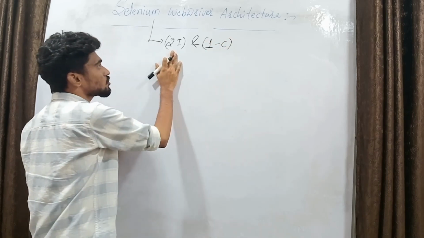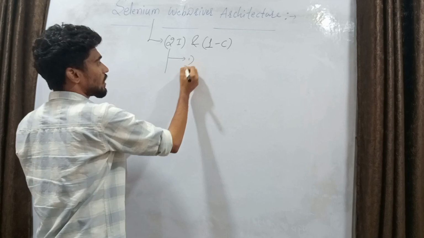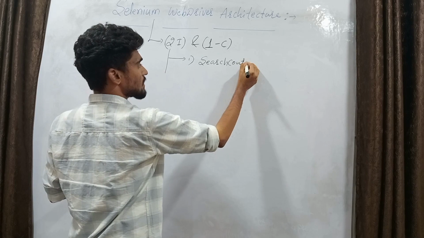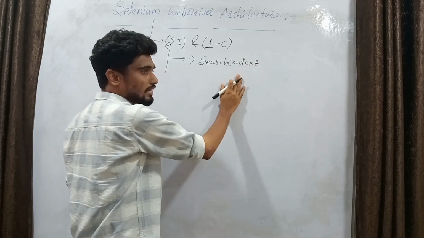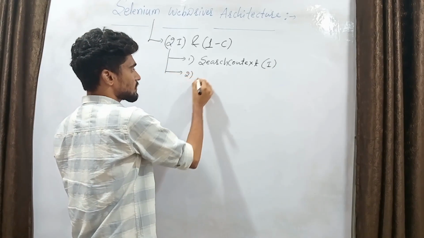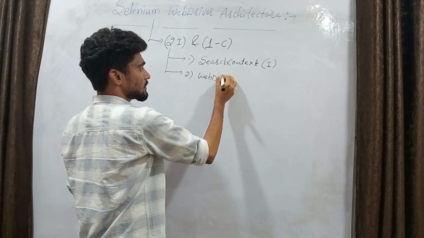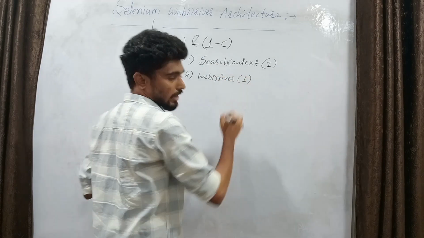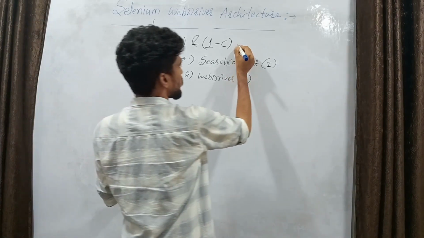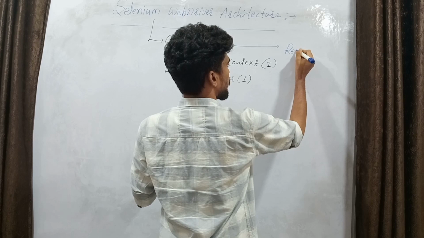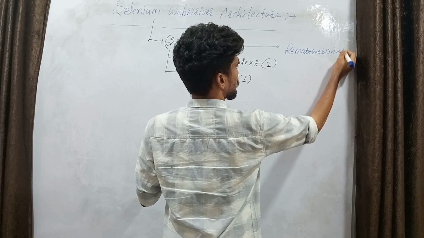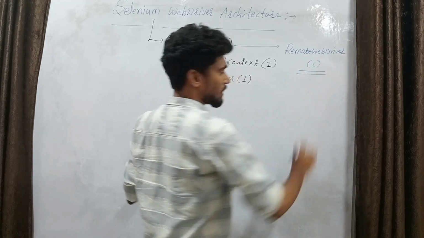Okay, sir, what are these two interfaces? The first interface is called SearchContext. Since it is an interface, can I write I here? Yes. The second interface is called the WebDriver interface. And what is the class name, sir? There is only one class called the RemoteWebDriver class. Since it is a class, I'll write C here.